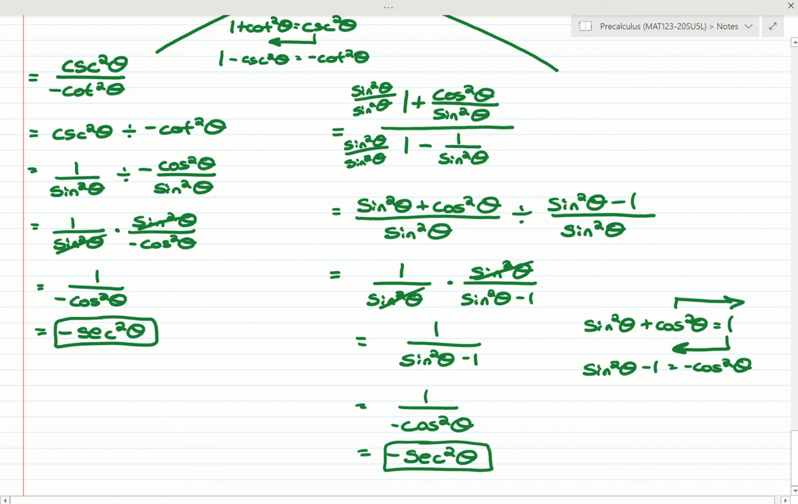All right, so those are some fundamental identities with trig functions. I'm really excited for this next section. Stay tuned.